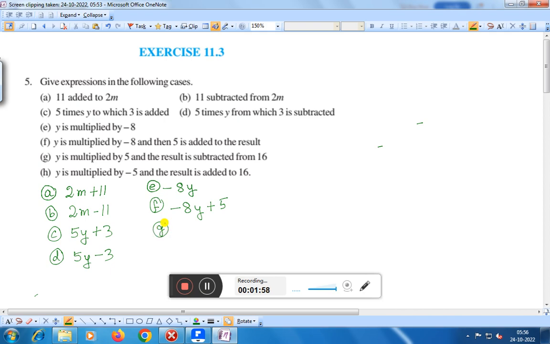G is y is multiplied by 5 and the result is subtracted from 16. From 16, that is 16 minus 5y. Right? H is y is multiplied by minus 5 and the result is added to 16. That is y multiplied with minus 5 is minus 5y, and the result is added to 16, so 16 plus minus 5y. This is the expression of question number 5.